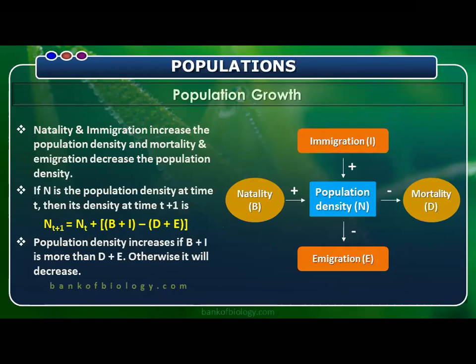Population density increases if B plus I is more than D plus E. Otherwise, it will decrease. That's what we have shown now.